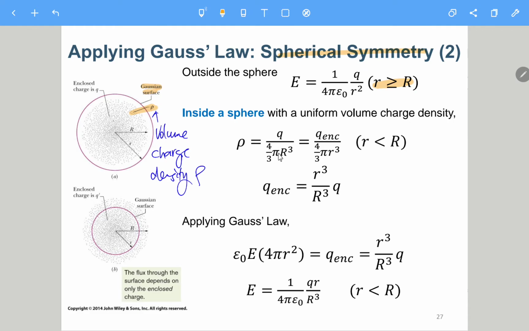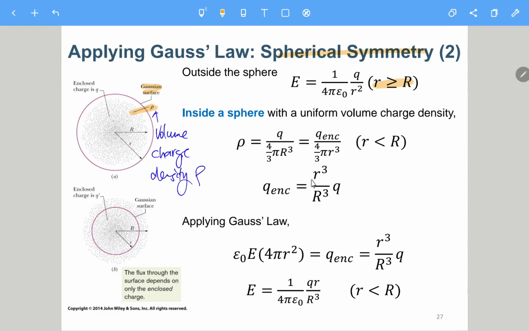And the Q enclosed will be the density times 4/3 pi small r cubed. So pi and pi can be cancelled, and then 4/3 can also be cancelled. So Q enclosed is like this, which is proportional to r cubed.